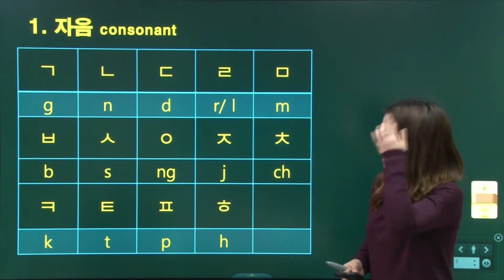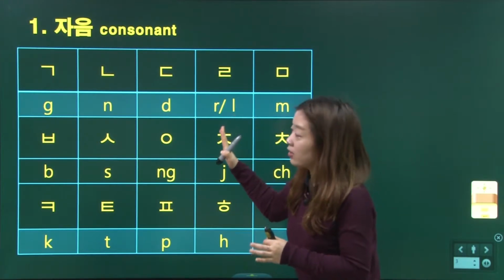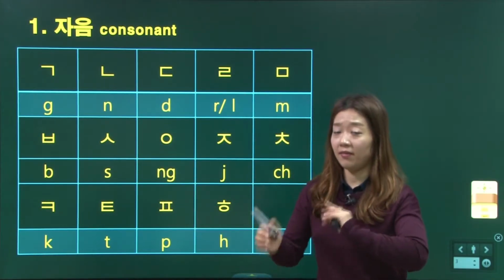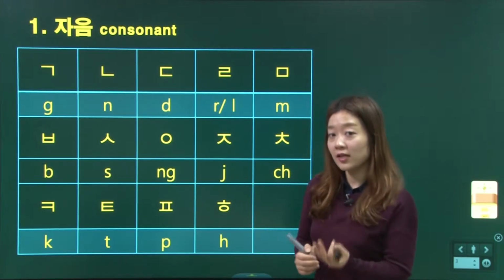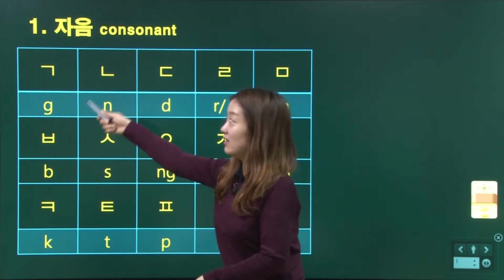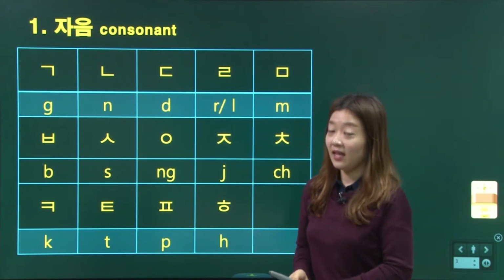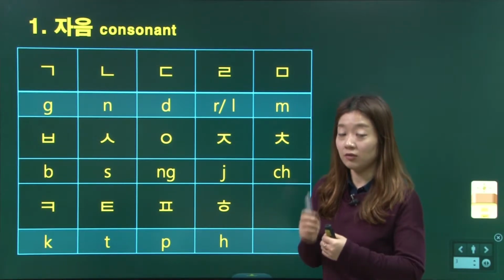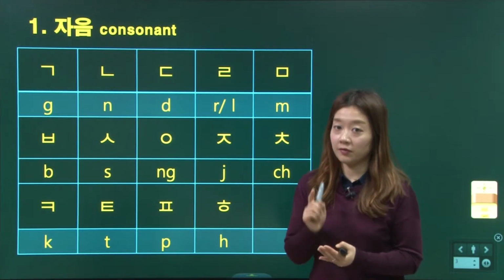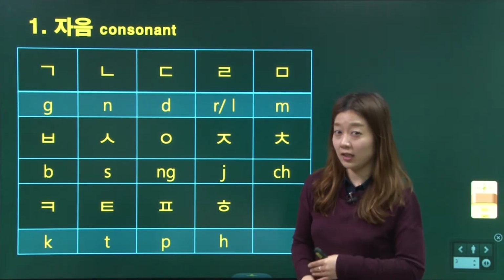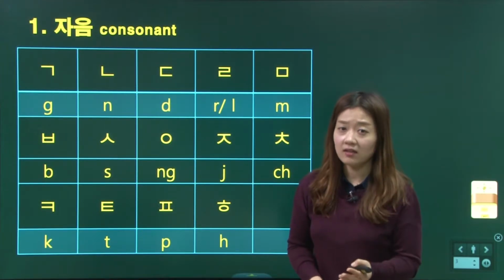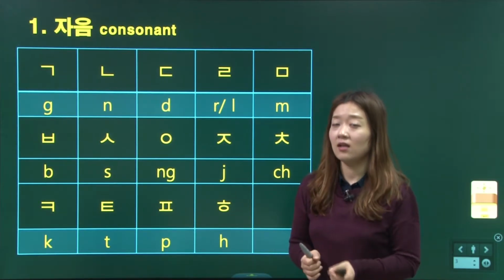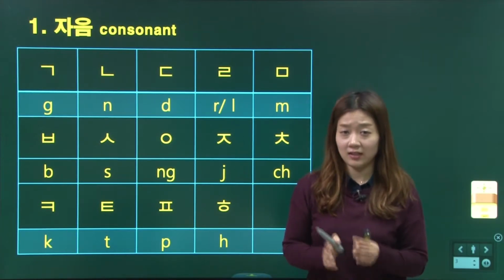Okay, good. Also, these letters each have a name, like kiyeok, nieun, like that. But I think it makes you confused, so I just let you know the sounds: 그, 느, 드, like that. So you have to practice together with me. You have to be able to read the letters first. That's the first thing for studying a new language. If you cannot read, you cannot speak or write. So I think reading is the most basic thing for learning a new language.